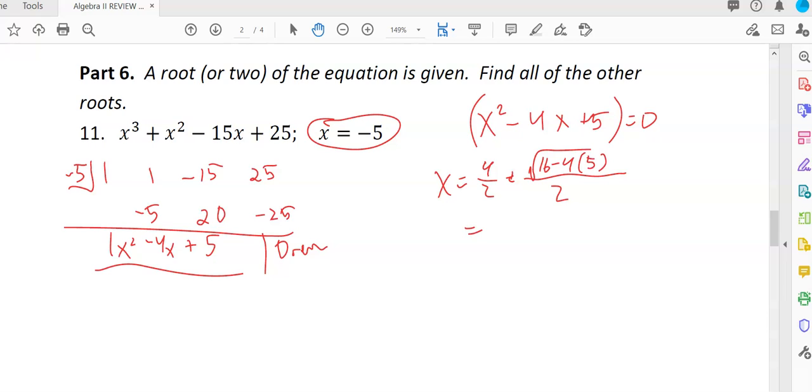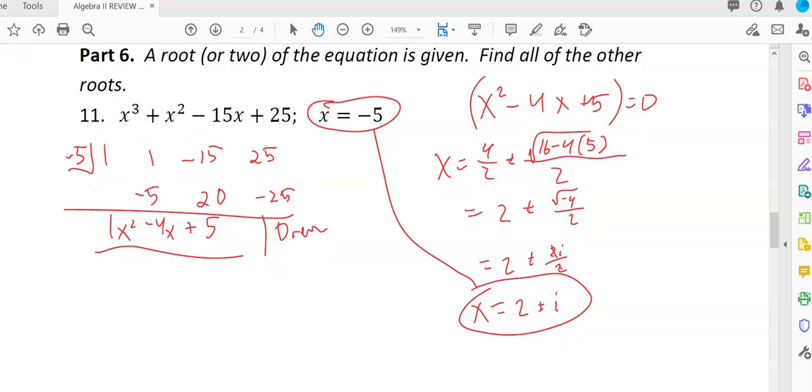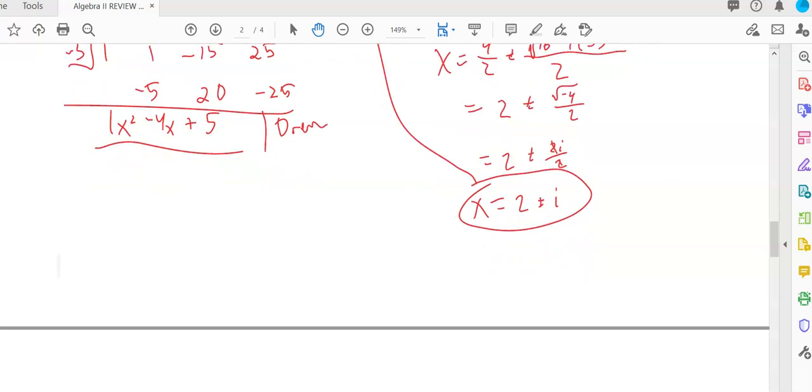So this is going to be 2 plus or minus 16 minus 20 is negative 4. So square root of negative 4 over 2. This is 2 plus or minus, that's really 2i over 2. The 2's cancel, so you get 2 plus or minus i. Those are 2 of my answers, and then we already were given our other answers. So there are 3 solutions, which makes sense. This is x to the 3rd power. We have 3 solutions.